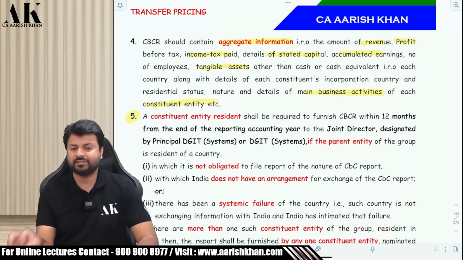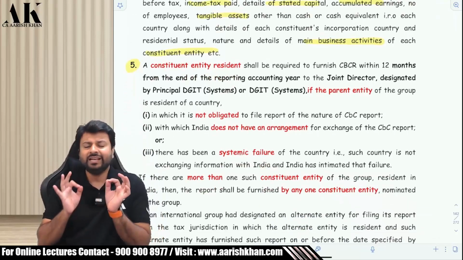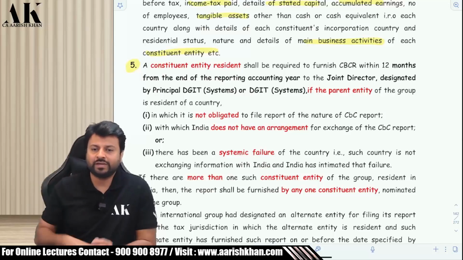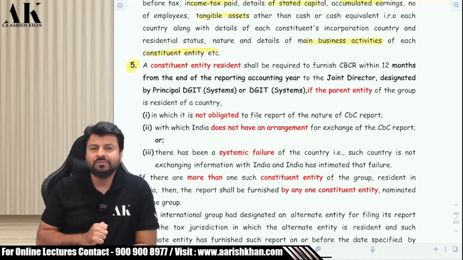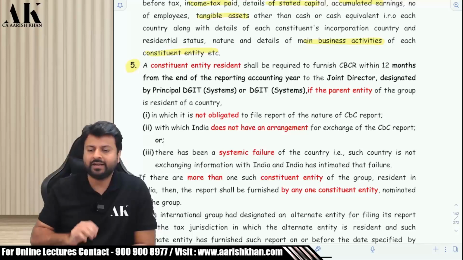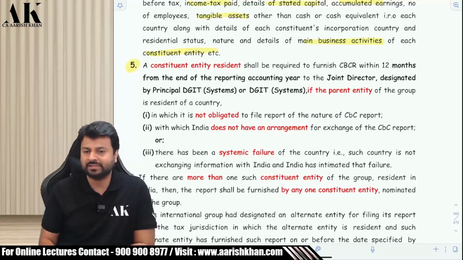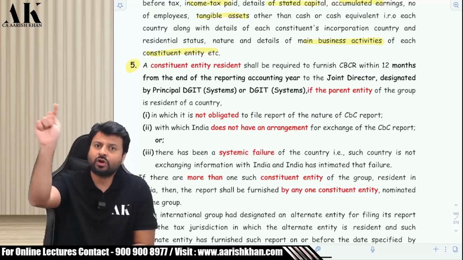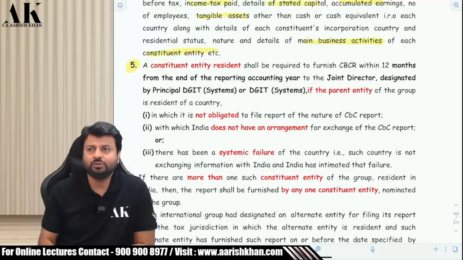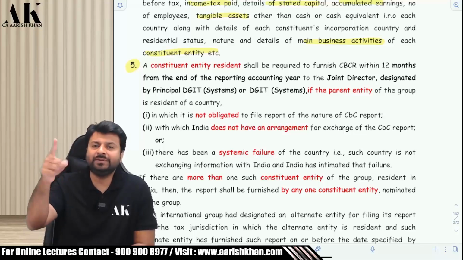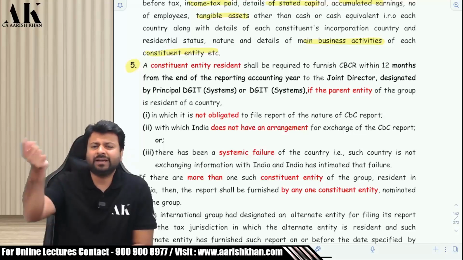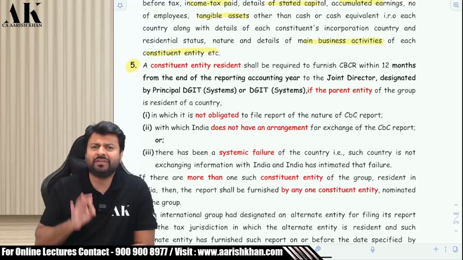Next. Pay attention, please, all of you. Very important. Next point. Let me give you an example. India is there, Japan is there. Now, Sony Japan is there in Japan, and Sony India is also there in India. Sony India is a subsidiary, Sony Japan is a parent entity. By default, who will file CBCR? Sony Japan will file CBCR. But there are 3 problems now. First, in Japan, there is no concept of CBCR. Second, in Japan, there is a concept of CBCR, but India does not have an agreement with Japan to exchange the information. Third, in Japan, there is a concept of CBCR and India has an agreement with Japan, but Japan does not share the information with us properly. They have a systemic failure in sharing the information.